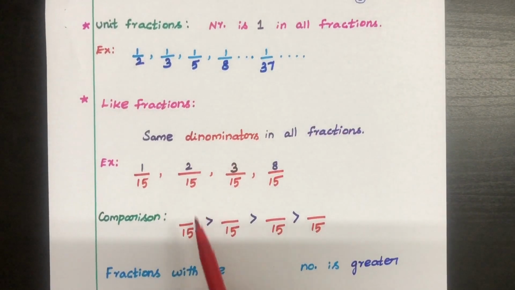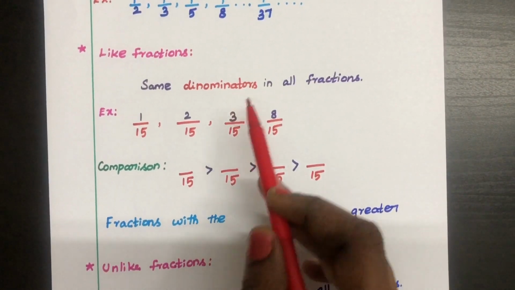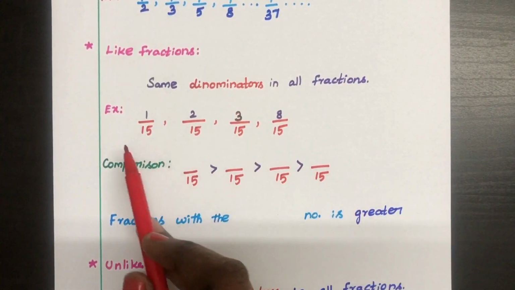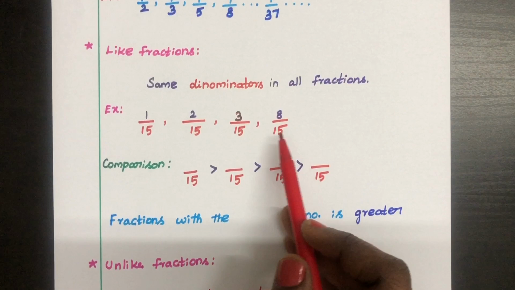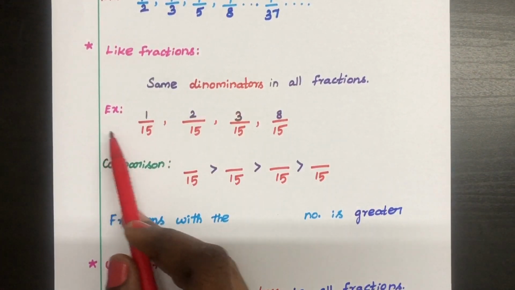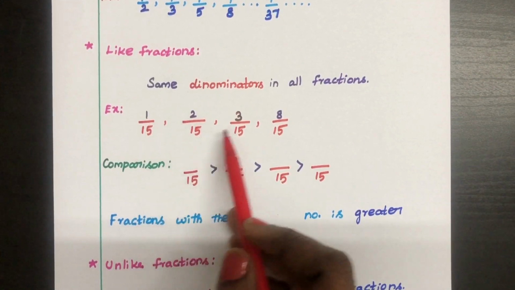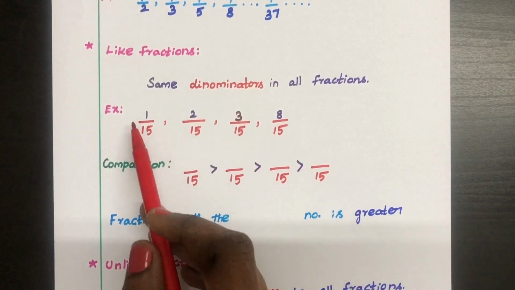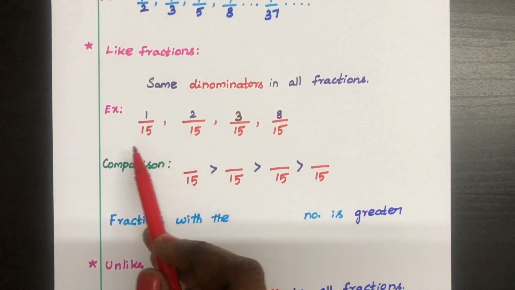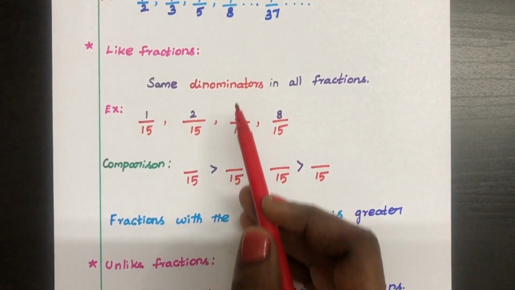Like fractions. Same denominators in all fractions. If you have a set of fractions, and all the denominators are the same, then all the fractions are like fractions. Example, see here 1 by 15, 2 by 15, 3 by 15, 8 by 15. The numerators are different but the denominators are the same. If the denominators are the same, it is called a like fraction.